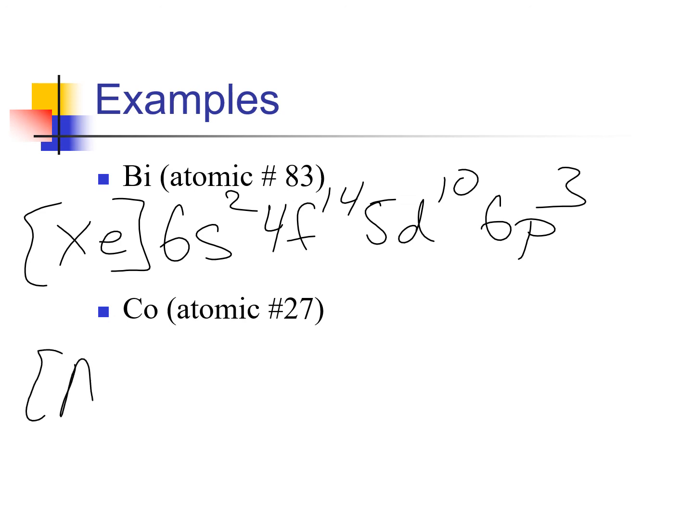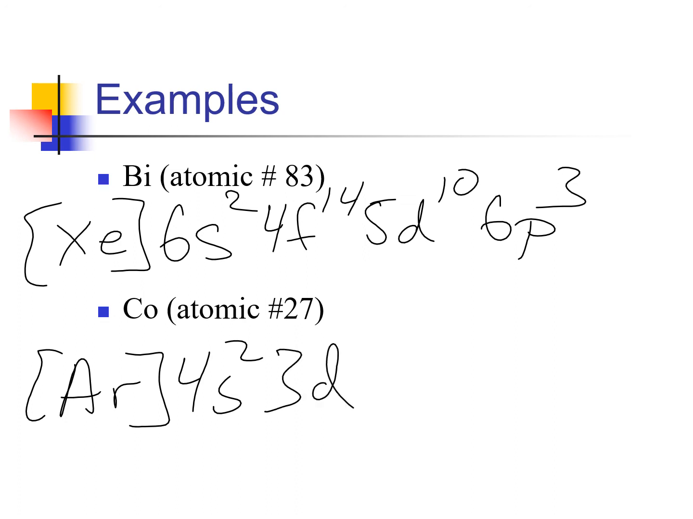We get argon as our base, and then 4s, and again, we're filling up through cobalt, so we still have the 4s. Now, cobalt is in the D block. Because we're in period 4, it's going to be 3d. And cobalt is 1, 2, 3, 4, 5, 6, 7 in, so 3d7.